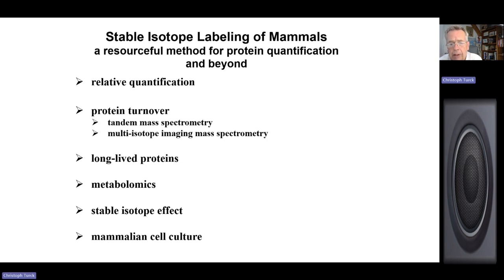In the same vein, we also looked at long-lived proteins. It's a study we just published this year. And then I'm going to switch briefly to other applications that you can utilize SILAM specimens for, and that's metabolomics and stable isotope effect, which we briefly touched upon. And at the very end, I'm going to tell you about a new product that Silantes is about to release, where we're not labeling mammalian organisms, but mammalian cells in culture.